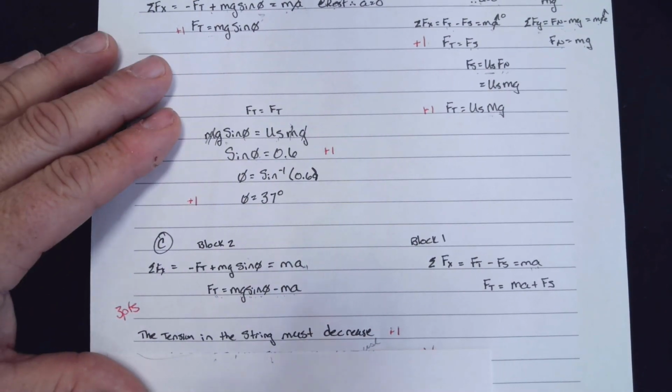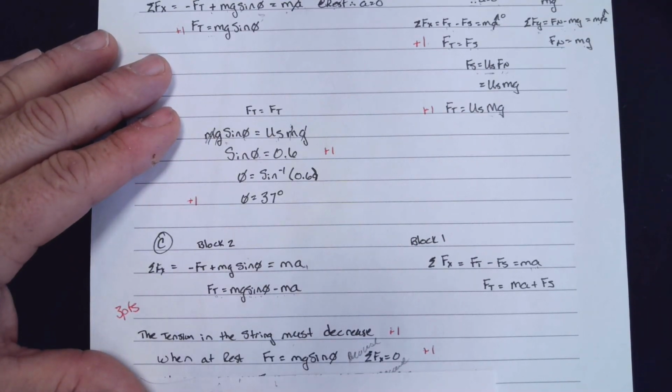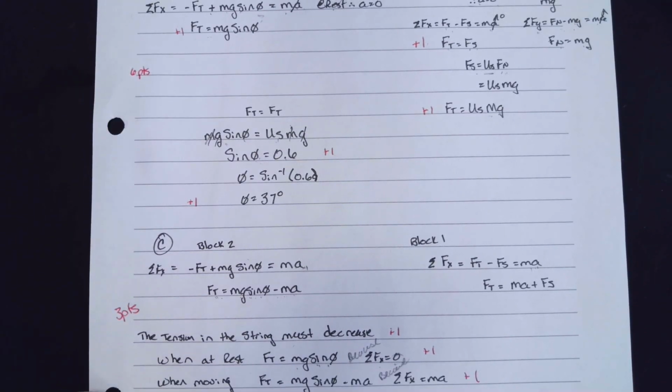So it's going to decrease. The tension is going to decrease because when it's at rest, when we had zero motion, we just had the portion of the weight pulling down, m g sine theta. But when it's moving, we now have the mass times acceleration term, and we can see that that value is going to be less because I'm subtracting that.